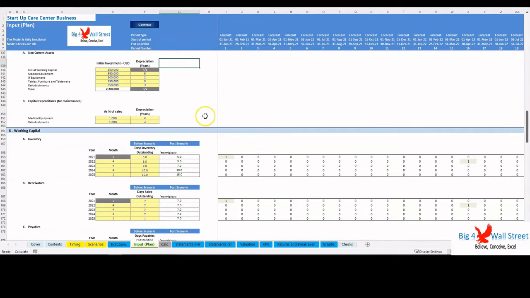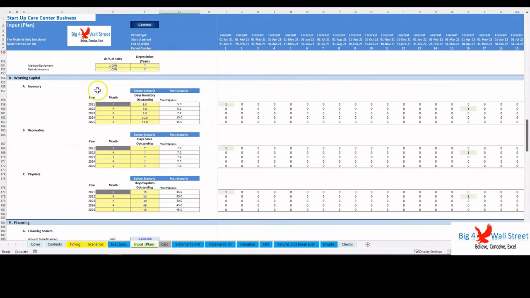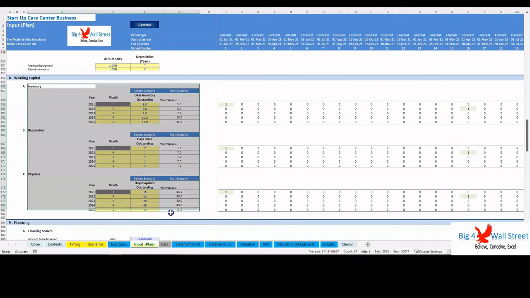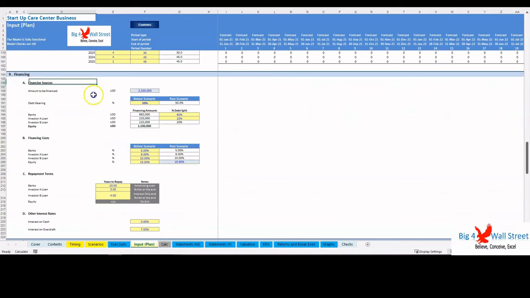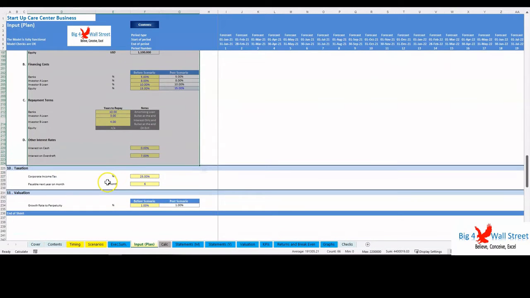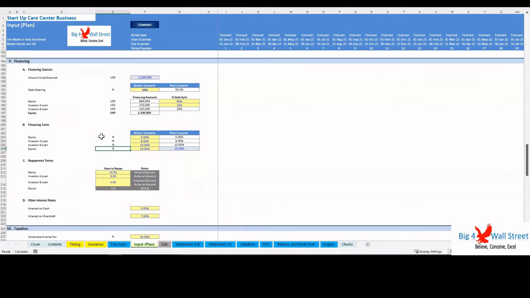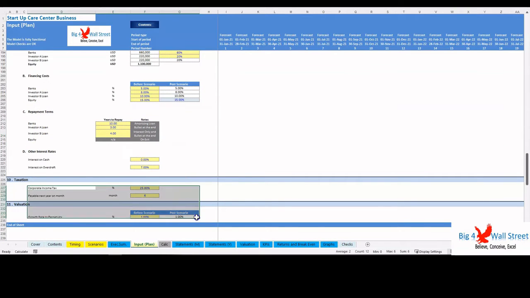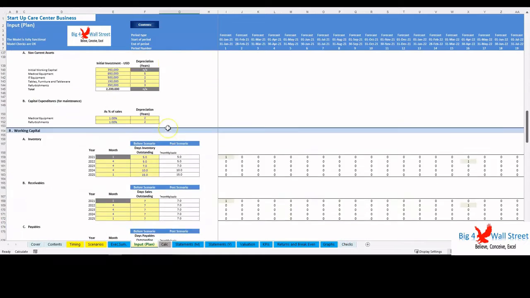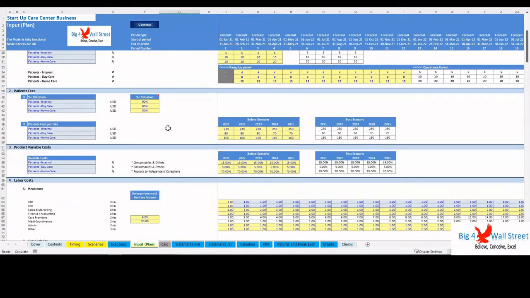Then the user needs to fill the working capital, inventory, receivables, payables, financing, debt gearing, financing costs, repayment years. The financing options for the project include equity funding from investors and debt financing, amortizing, bullet, or interest only. Afterwards the user can set the taxation and valuation assumptions. All the remaining tabs are automatically calculated from the assumptions that the user has set.